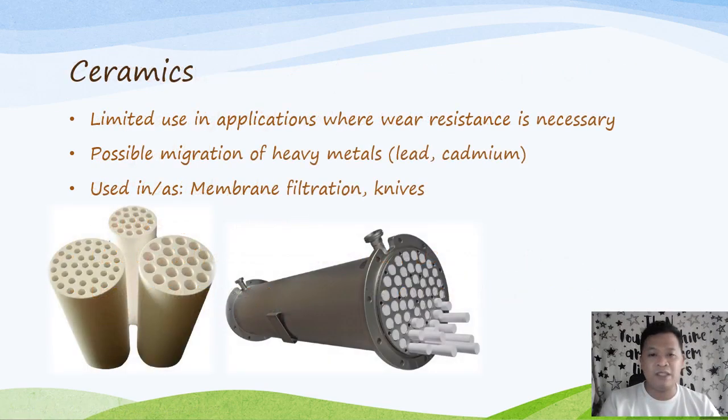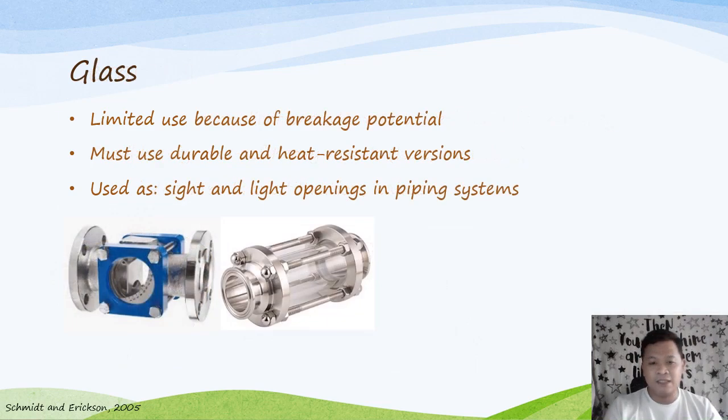Ceramics are used mainly in membrane filtration systems, and sometimes the use of ceramic knife blades or blades in the equipment. Glass has limited use. It's usually just as sight glasses and openings. However, these must be heat resistant, durable, and you must be able to monitor their condition every time so that you know when there are cracks or when some of the glass has fallen off the equipment.